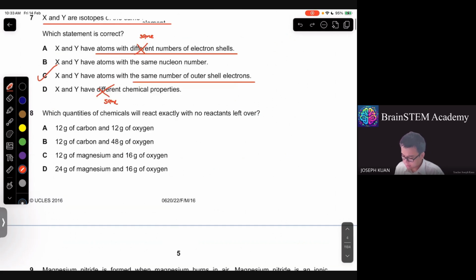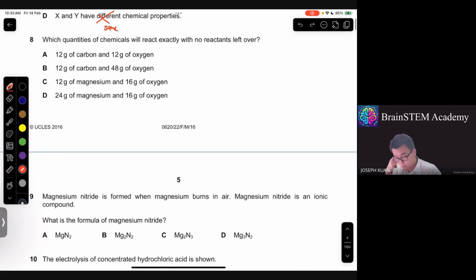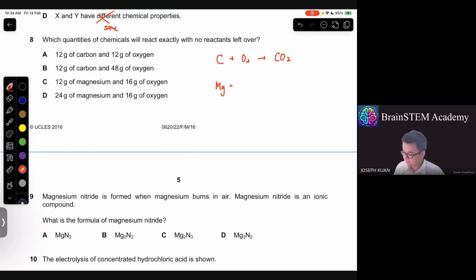Question 8. Which quantities of chemicals will react exactly with no reactants left over? Now, this question will rely on your skills with equations, I would say. So carbon reacts with oxygen gas to form carbon dioxide, and magnesium reacts with oxygen gas to form magnesium oxide. And to balance the equation, we have 2Mg and 2MgO.